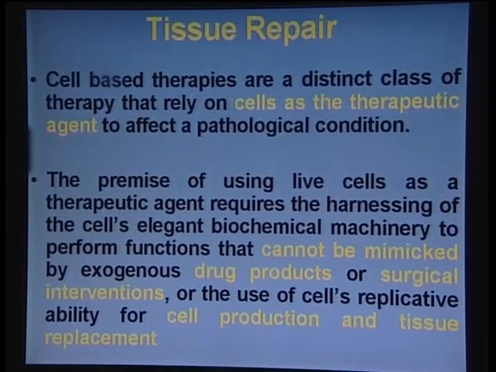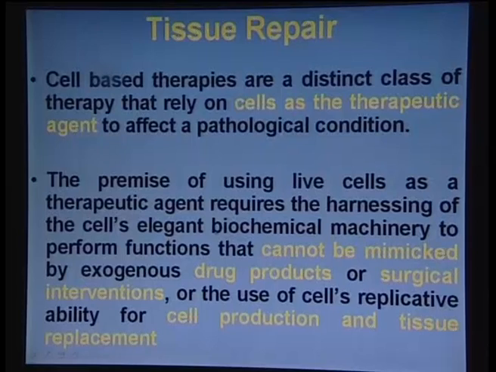And the premise of using live cells as a therapeutic agent requires the harnessing of the cell's elegant biochemical machinery to perform functions that cannot be mimicked by exogenous drug products or surgical interventions. So, what has been said here is the premise of using live cells as a therapeutic agent. The cells here are used as a therapeutic agent in tissue repair or tissue engineering, and this requires the harnessing of the cell's elegant biochemical machinery. Like, every cell has a particular biochemical machinery.